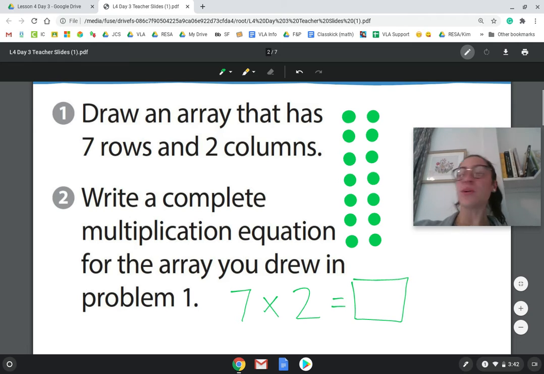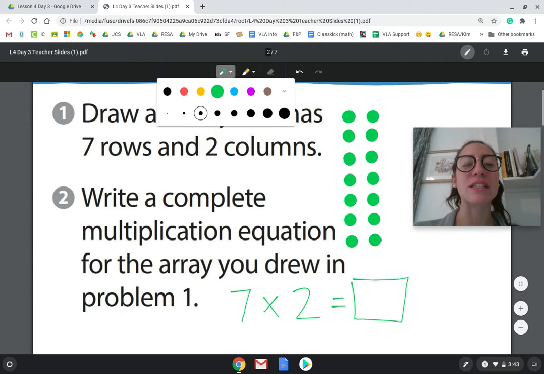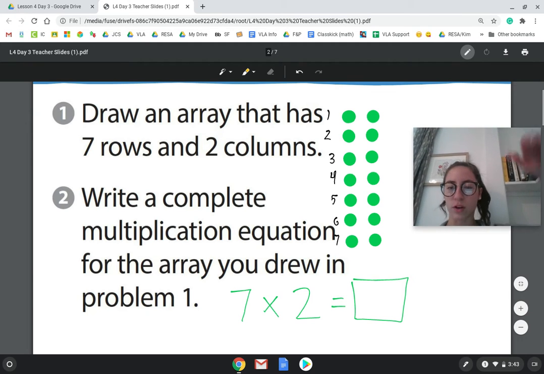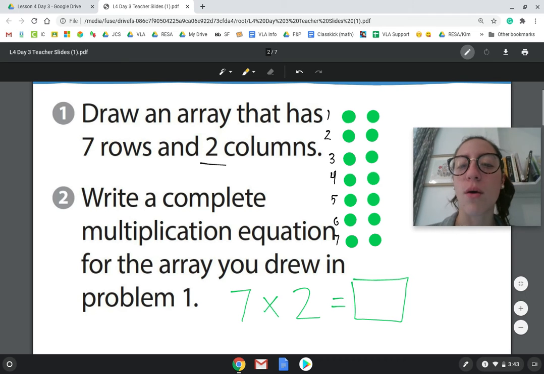Anyway, friends, you needed to create an array that had 7 rows and 2 columns. So maybe you used your square tiles to do this, or maybe you drew a picture. I know Miss Murphy personally drew a picture. I made sure that I had 7 rows. So I'm actually going to count to double check that I have 7 rows. So I'm going to go 1, 2, 3, 4, 5, 6, 7. And I remember from what we learned this week that rows go this way and columns go that way. All right. So I have 7 rows, and then I knew that I needed to have 2 columns. So my columns go this way, and I've got 1, 2 columns.